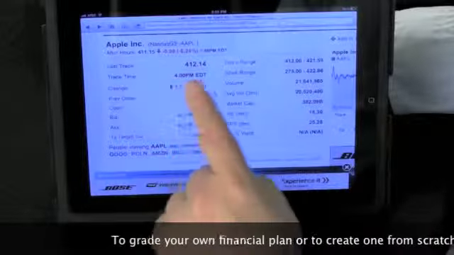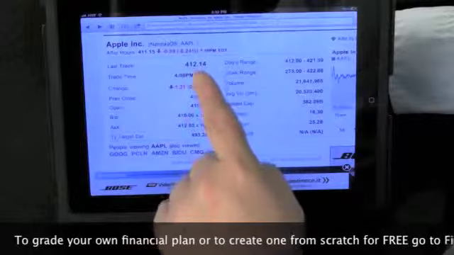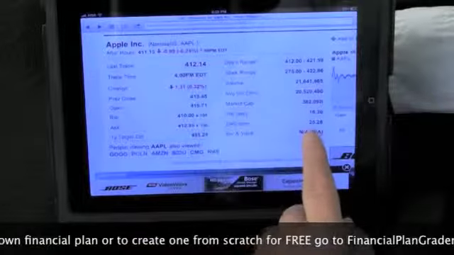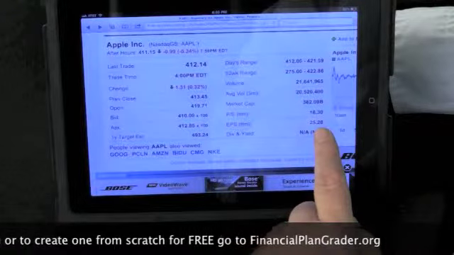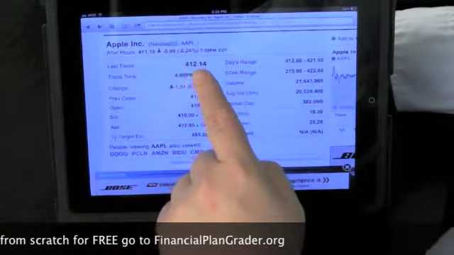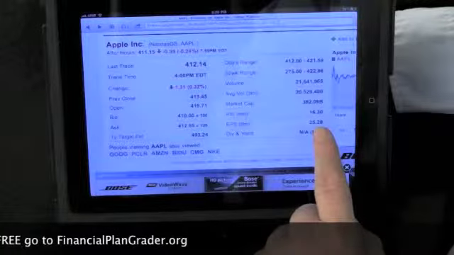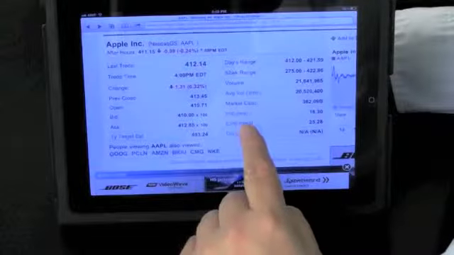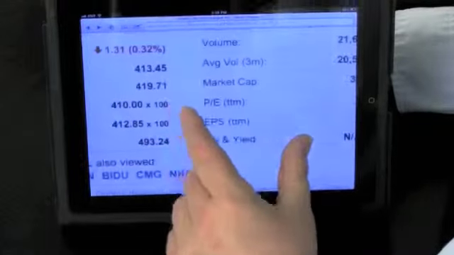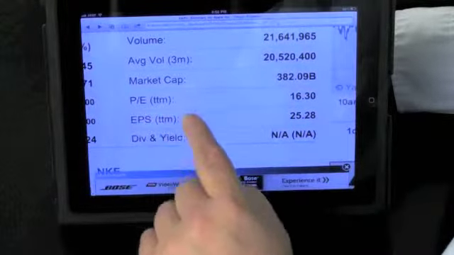So at Apple, for example, the stock closed today at $412, and the earnings per share was $25.28. So if you divide 412, which is the price, by $25.28, you get the PE ratio of 16.30. Now, this is dependent upon the earnings per share that you use. In this case, Yahoo has used TTM here at the end. You can see where it says PE TTM. That's the trailing 12-month PE ratio. So this is the last 12 months of earnings.